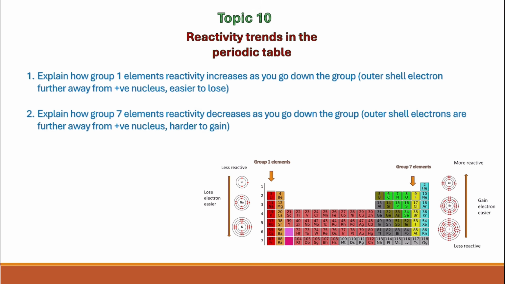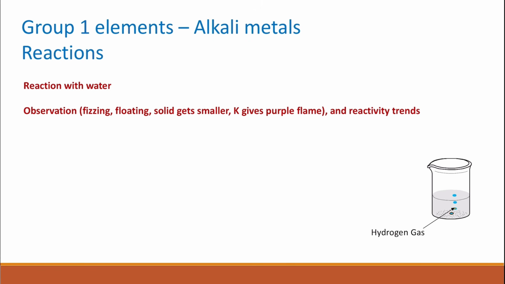The reason why is because as we go down, the radius of the atom increases, the outer shell electrons become further away from the nucleus, and they are less attracted to the nucleus, and they become easier to lose. So it becomes more reactive. In terms of group 7 elements, reactivity decreases as we go down the group because, again, the same reason. So the radius increases, the outer shell electrons are further away from the positive nucleus, and it becomes harder to gain electrons.